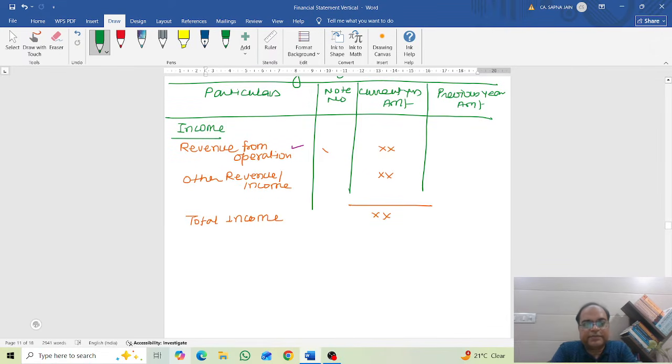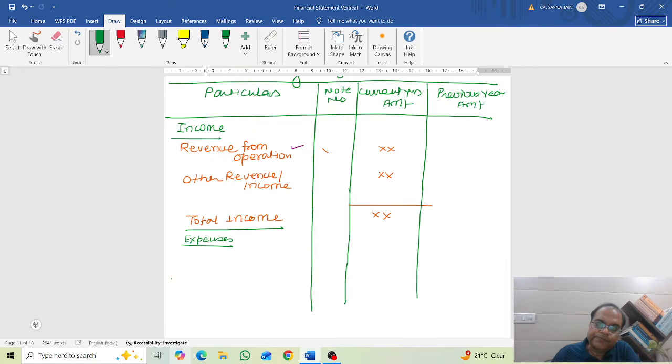If we subtract expenses from the income, the remaining definitely will be the profit or loss. Clear? Now expenses. So there are a total of 7 headings under the expenses and 2 headings under the revenue or income side. Under the expenses side, the first expense is cost of material consumed.